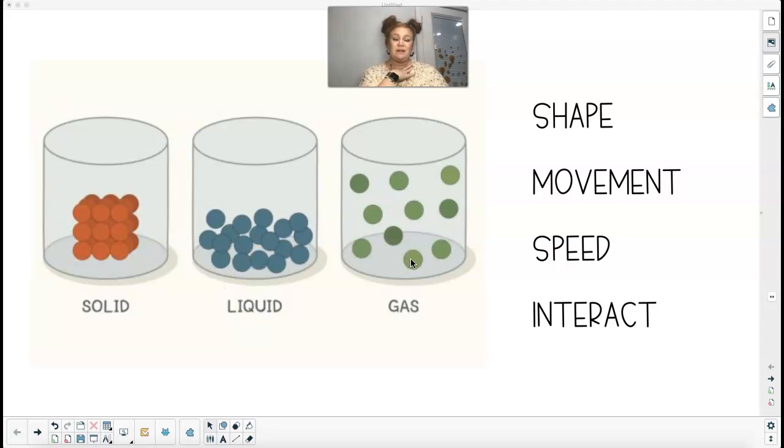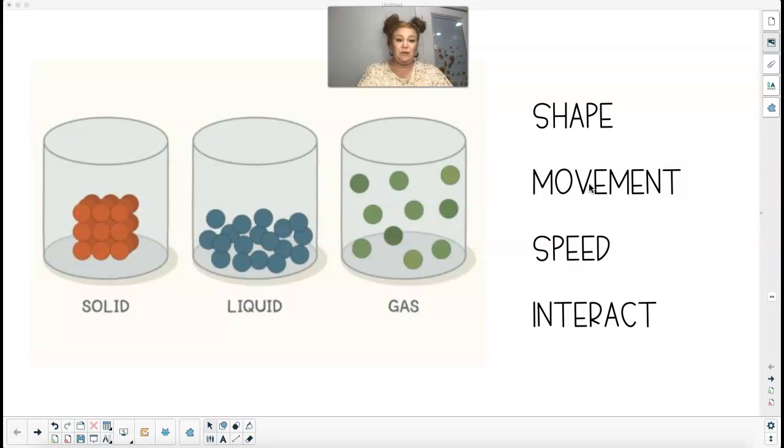And then we have the gas. It is going to push and fill the container. So the liquid is only going to go as far as you fill it, but the gas is going to push and try to get out. So it's going to completely fill every part of that and escape if it can. So if you don't have a lid on this, it's going to go up and out, and then they're everywhere. So that's the shape of them.